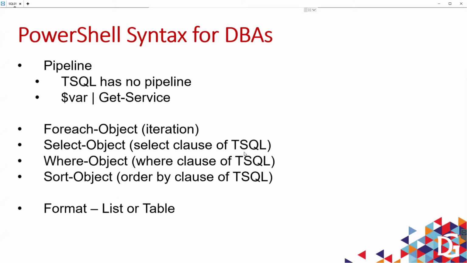In T-SQL, there is no pipeline. The power in PowerShell is the pipeline, where we can take a variable, $var, pipe it with a pipe symbol to Get-Service, and it will map the variable being passed in to whatever parameter accepts input from the pipeline, and Get-Service will execute with that. So we'll show you a few examples of those. But again, we're just trying to get started, not trying to give you an in-depth view. So we want to be able to get you over the hurdle of, I have no idea how to start.